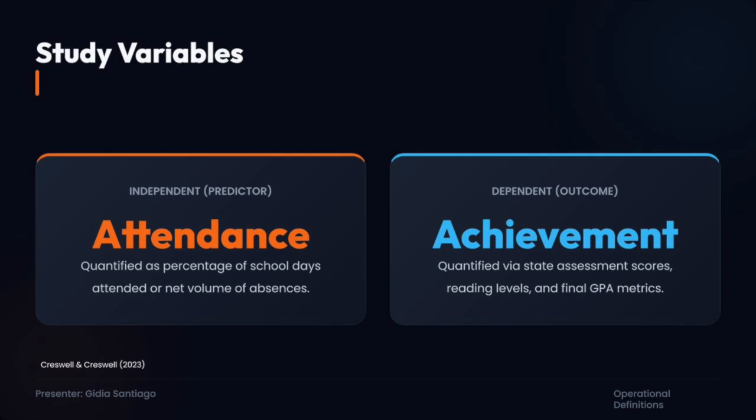In this study, attendance served as an independent predictor variable. Attendance may be measured as the percentage of days attended or the number of absences. Academic achievement served as the dependent or outcome variable and may be measured using state assessment scores, GPA, reading levels, or mathematical performance. Researchers analyze the relationship between these variables to determine whether attendance is associated with achievement outcomes.